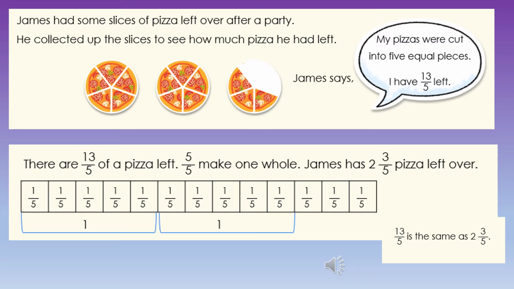So you would write this as 2 and 3/5, because you're showing that James has 2 whole pizzas left and 3 slices left. So he has 2 and 3/5.